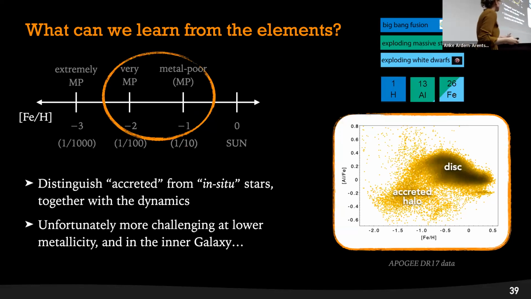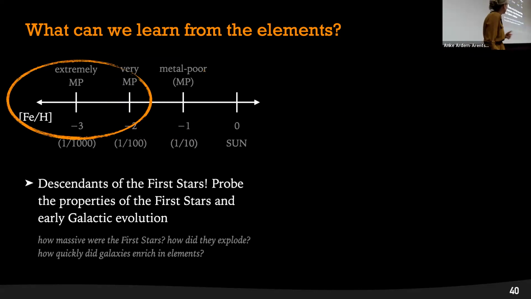Unfortunately, it's a bit more challenging at very low metallicity for various reasons. One is that it was actually more similar in bigger and smaller systems, so you don't see that strong a difference. It's also more challenging in the inner galaxy, because the inner galaxy formed first from building blocks that are all forming at the same time. So you don't really have things that already took a long time separately to evolve from the Milky Way. So that's some of the things we can learn from these intermediate metal-poor stars.